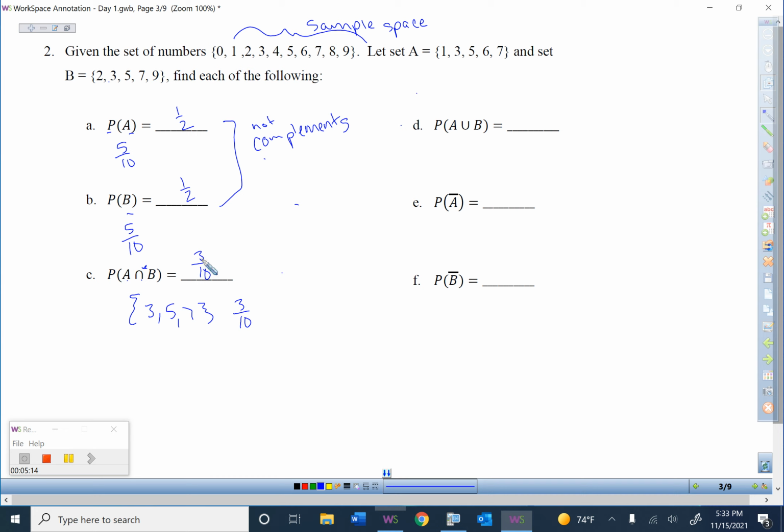When I ask you for probability on your homework, you can express it as a reduced fraction or a decimal. Okay, the reason I like fractions better is because they come out nice most of the time, whereas decimals aren't always the prettiest looking.